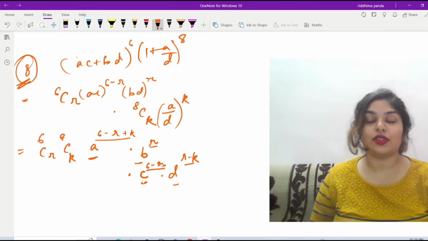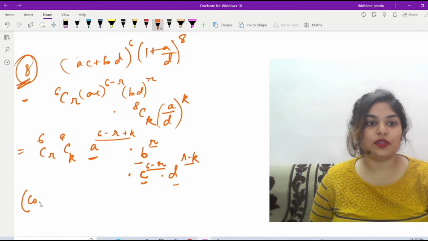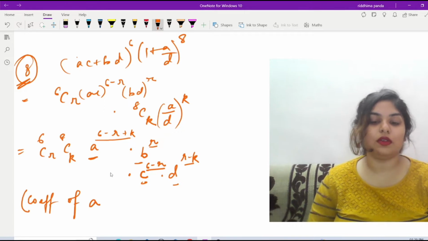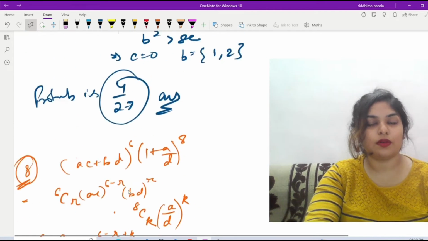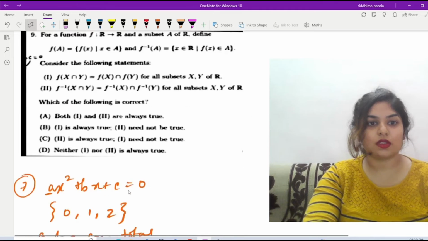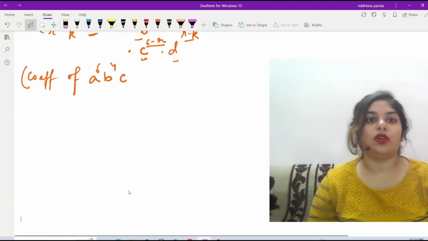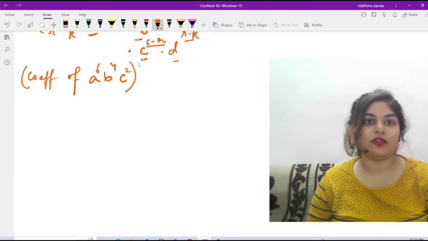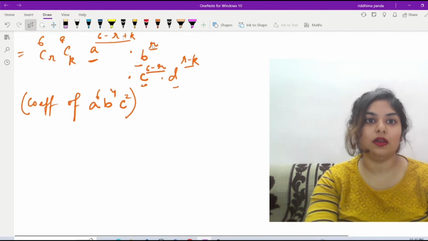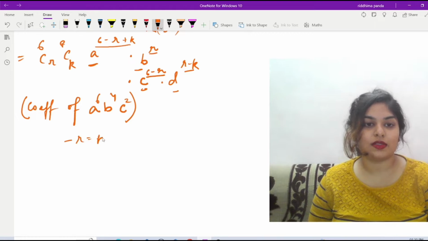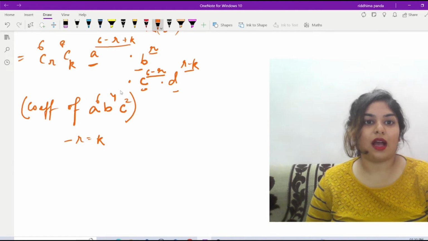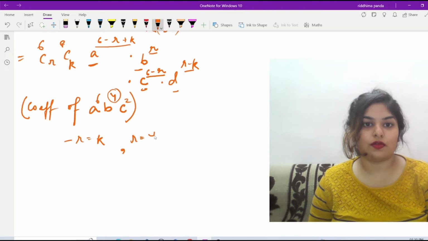Now from the question, we have to find the coefficient of a to the power 6, b to the power 4 and c square. So in order to find that, we have to calculate the values of R and K. So let us compare the powers of a, b, c, d. Obviously, for the power of d to be 0, R should be equal to K. Then b is R and the power is 4. So R is equal to 4.